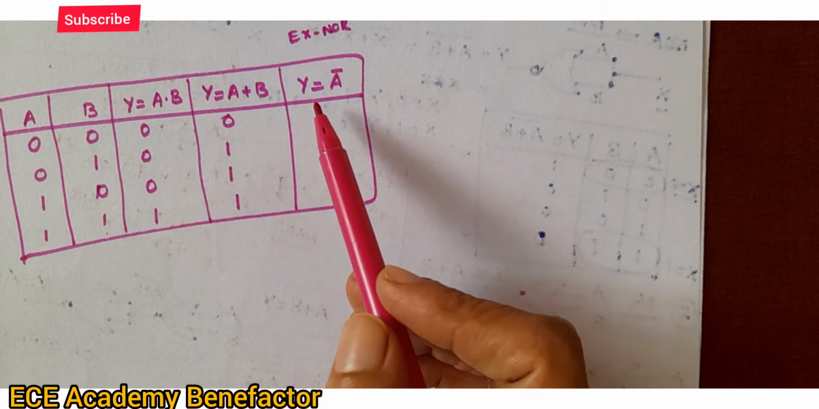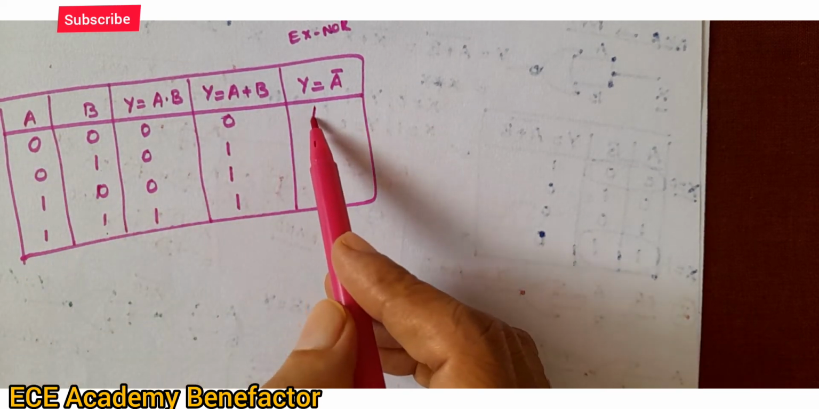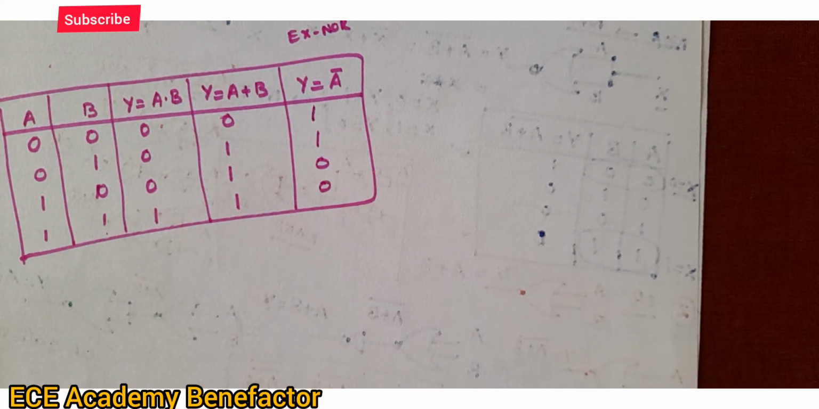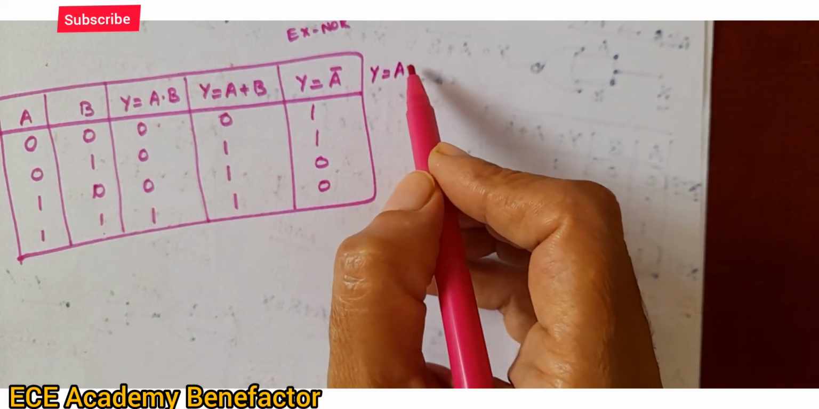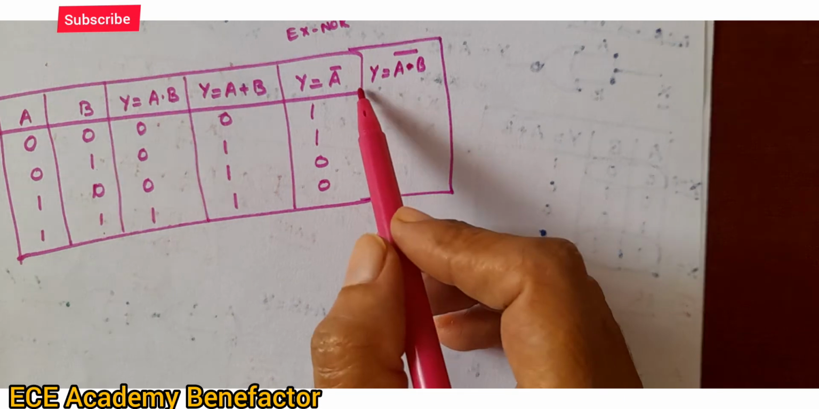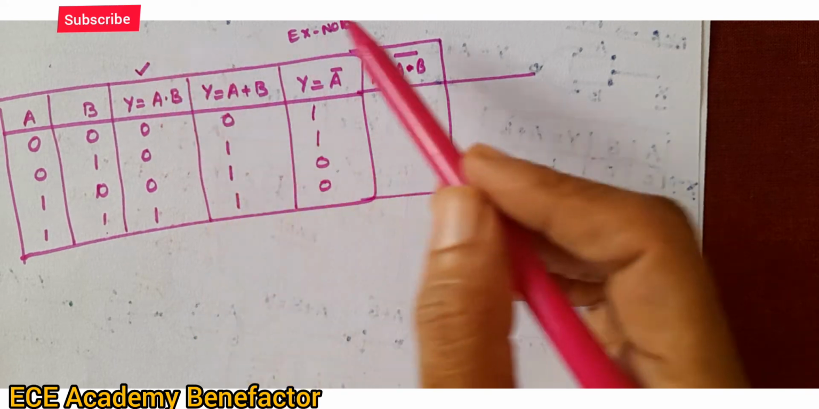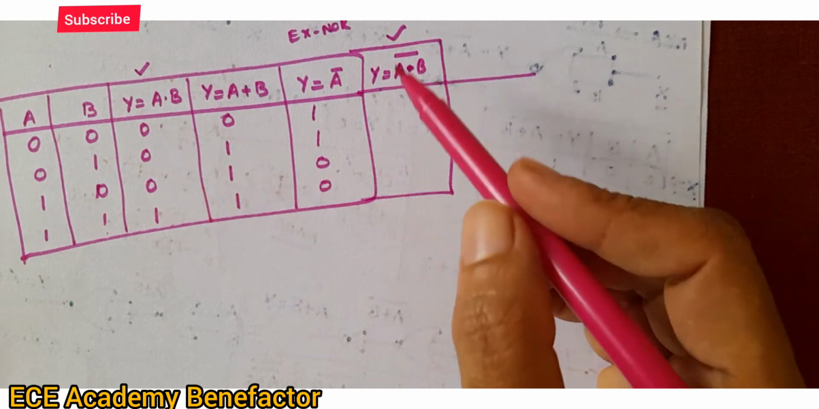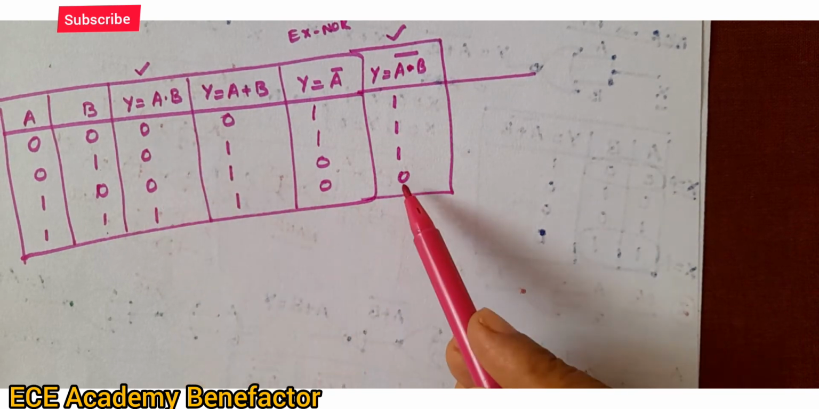Coming to the NOT gate, if A is the input, the output will be the complement. The complement of 0 is 1, and the complement of 1 is 0. Next, y is equal to A dot B the whole bar. This gate is a NAND gate. It is the complement of the AND gate, so the outputs become 1, 1, 1, 0.